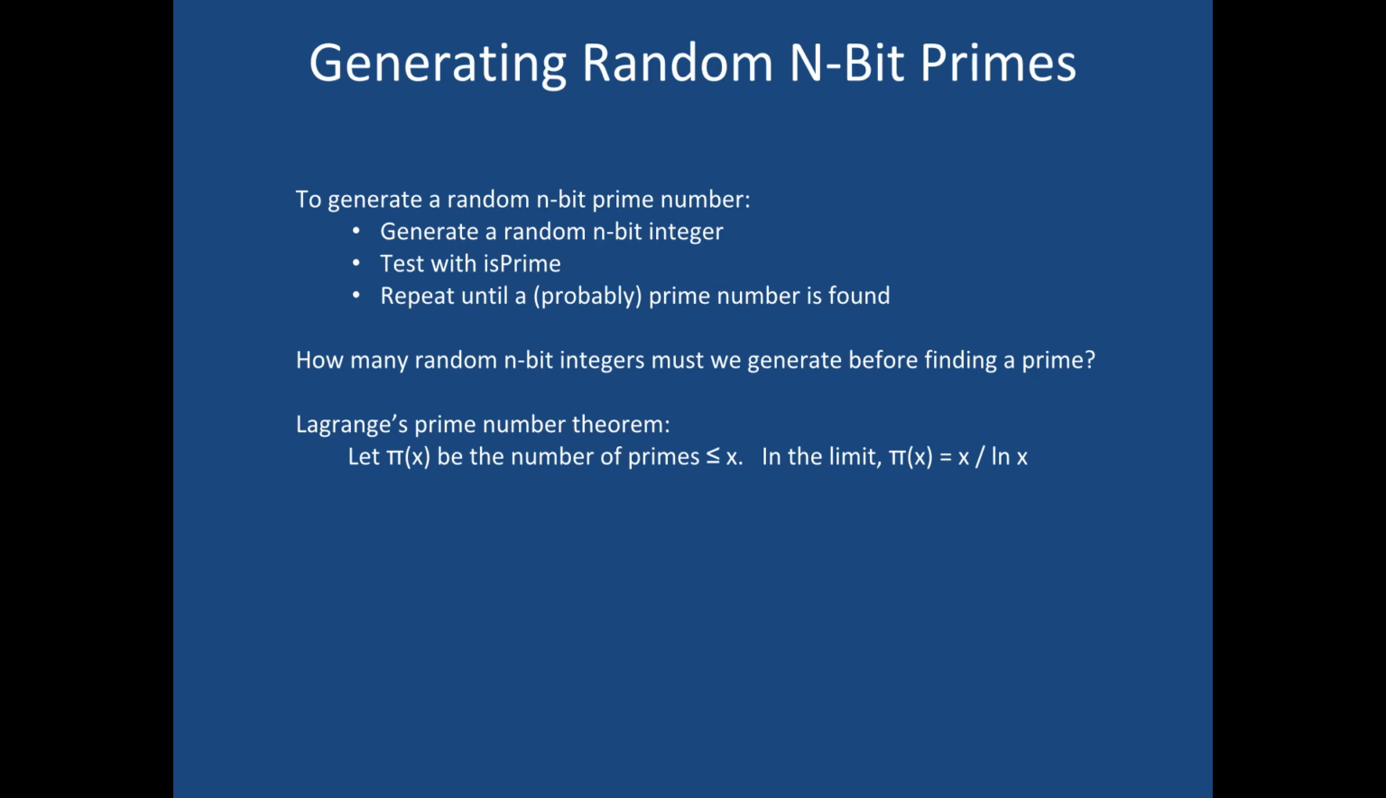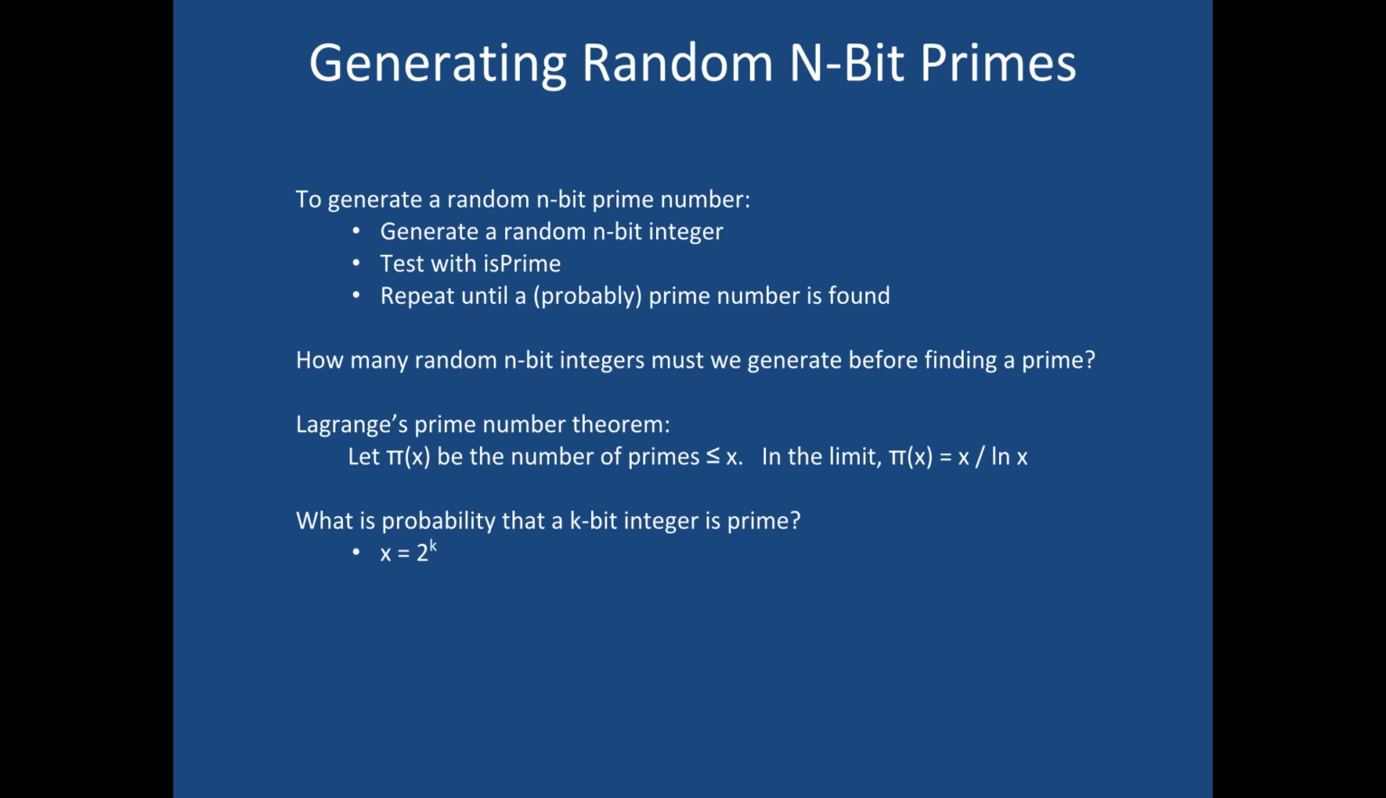Wow. I think of x divided by natural log of x as continuous mathematics, calculus or something, and prime numbers as discrete mathematics. Okay, well, let's figure out the probability that a k-bit integer is prime. Here's how I'm going to do it. In the theorem, I'm going to let x be 2 to the k.